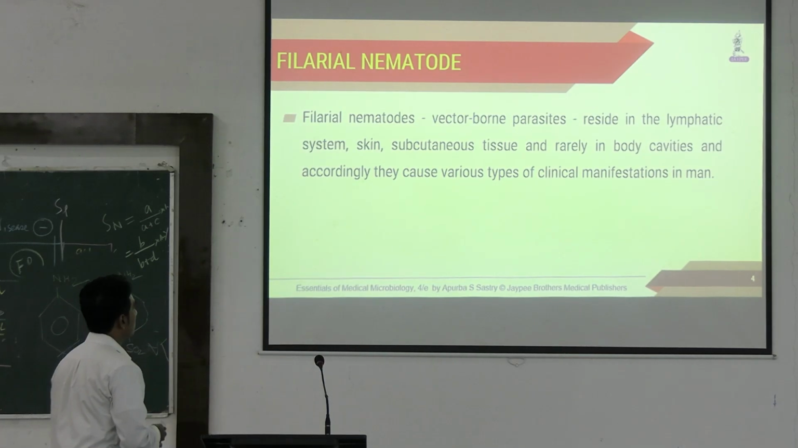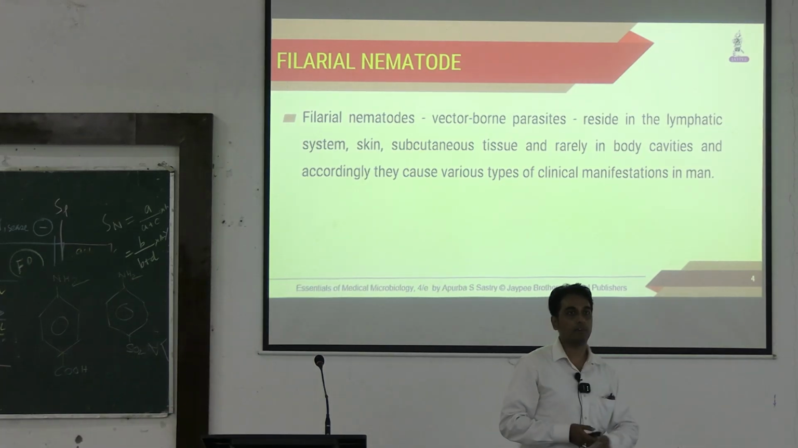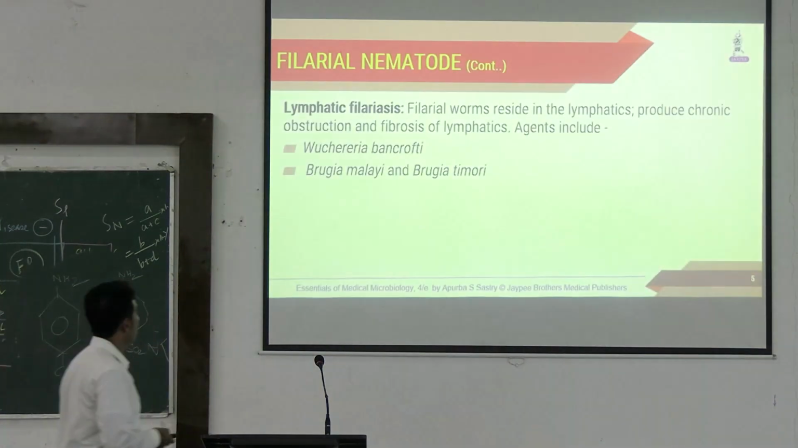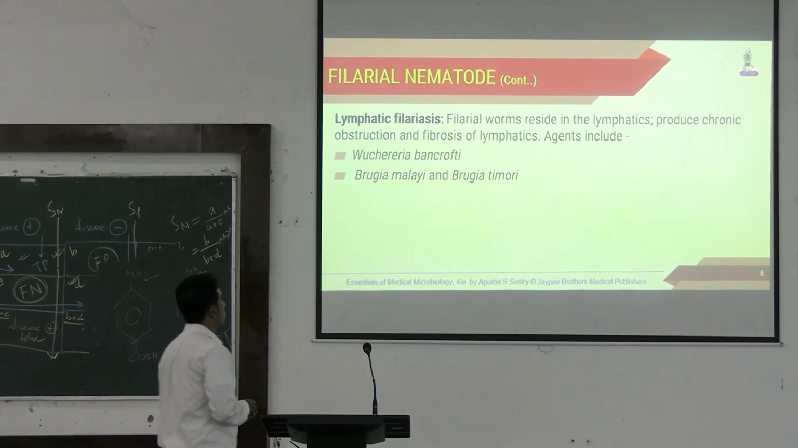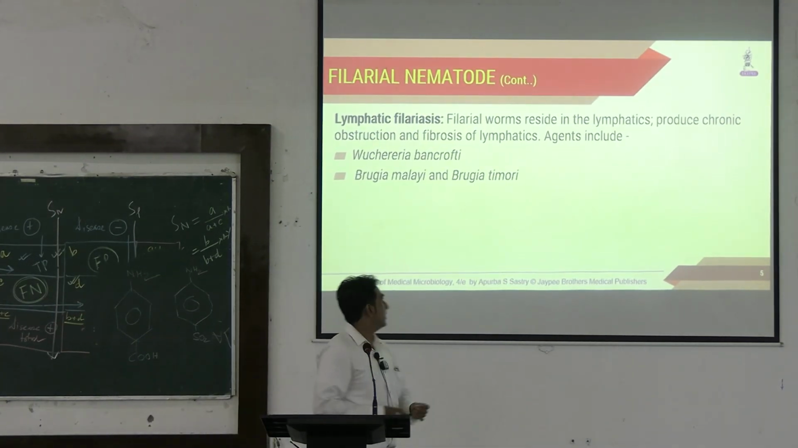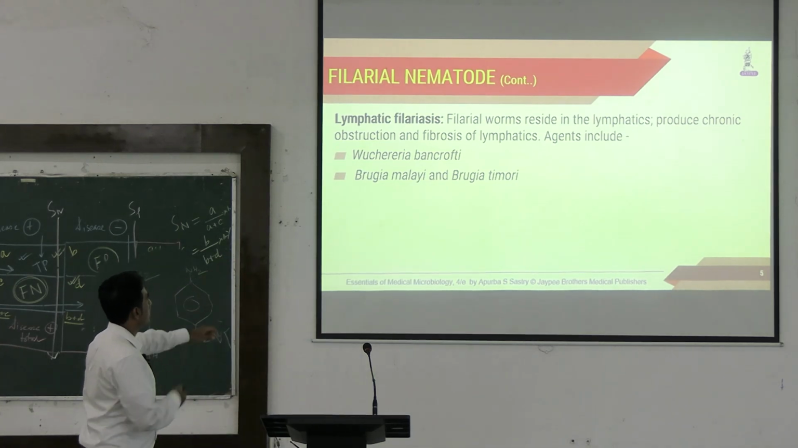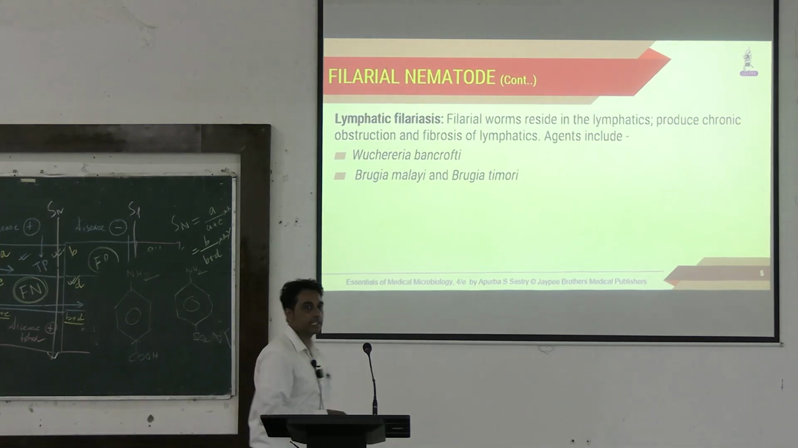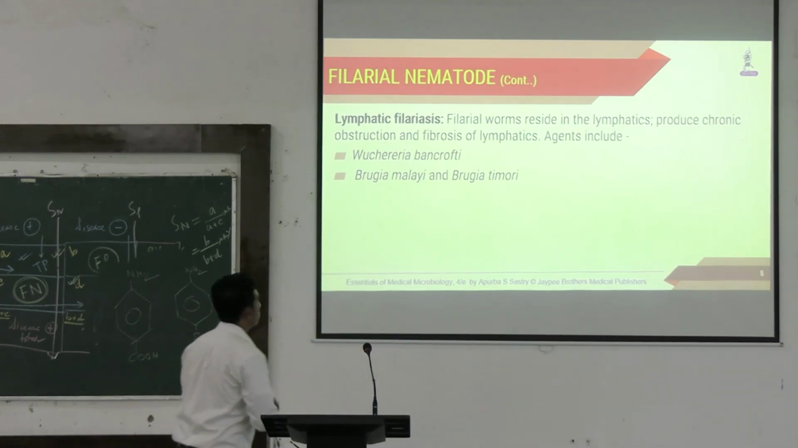So what are filarial nematodes? These are vector-borne parasites which reside in the lymphatic systems of our body, skin, subcutaneous tissue and rarely in the body cavities. The lymphatic filariasis reside in the lymphatics and they produce chronic obstruction and fibrosis of the lymphatics. They are mainly two species, the Wuchereria Bancrofti and Brugia malayi and Brugia timori. Most of the lymphatic filariasis is caused by Wuchereria Bancrofti. So we will be going into details of this Wuchereria Bancrofti only.